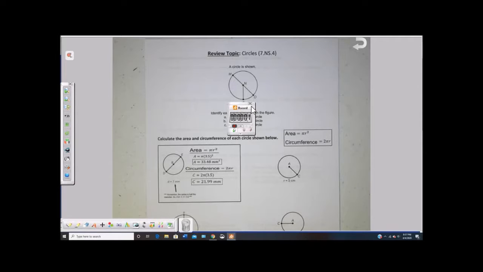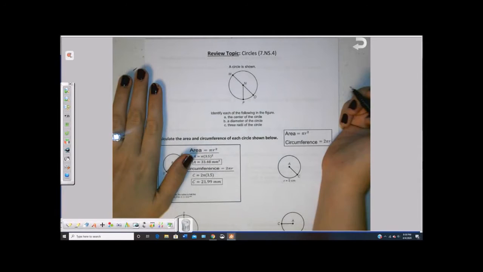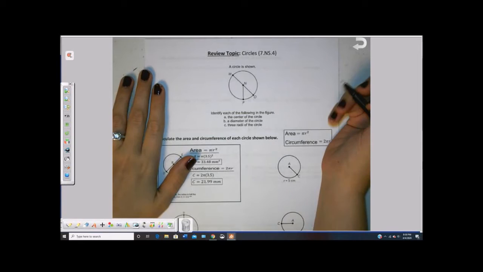Hi guys, I am showing you the first page of the math packet from week 1. So if you're struggling with that, I'm going to show you how to answer some of those questions. I'm going to ask for you to do a few on your own, so just know that ahead of time.